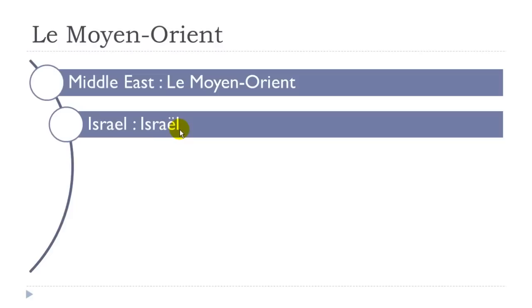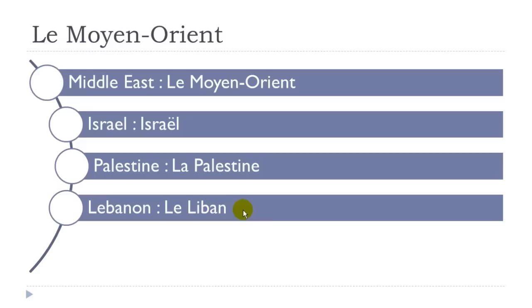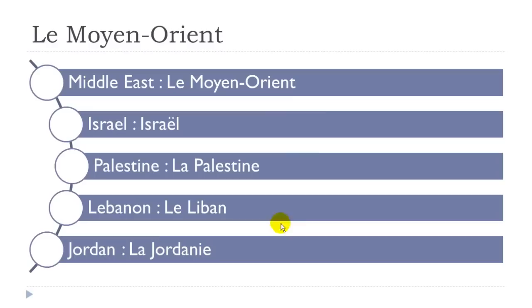Israël. La Palestine. Le Liban. La Jordanie. Okay, so let's repeat them one more time. Le Moyen-Orient, Israël, la Palestine, le Liban, la Jordanie.